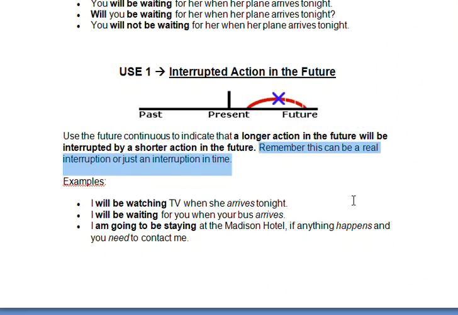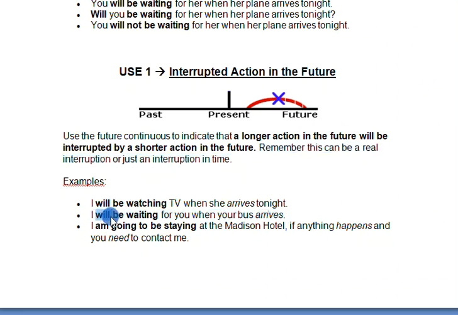A real interruption is when you stop doing something in order to take care of something else that's happening in the future. Es cuando usted deja de hacer algo para encargarse de algo más que haya sucedido en el futuro. ¿Ya? La otra acción más corta en el futuro que interrumpió la suya. And just an interruption in time es cuando sí, yo estoy haciendo algo en el futuro también, pero algo más sucede y tal vez no me fuerce a tener que dejar de hacer lo que estaba haciendo, o lo que estaré haciendo en el futuro en este caso.